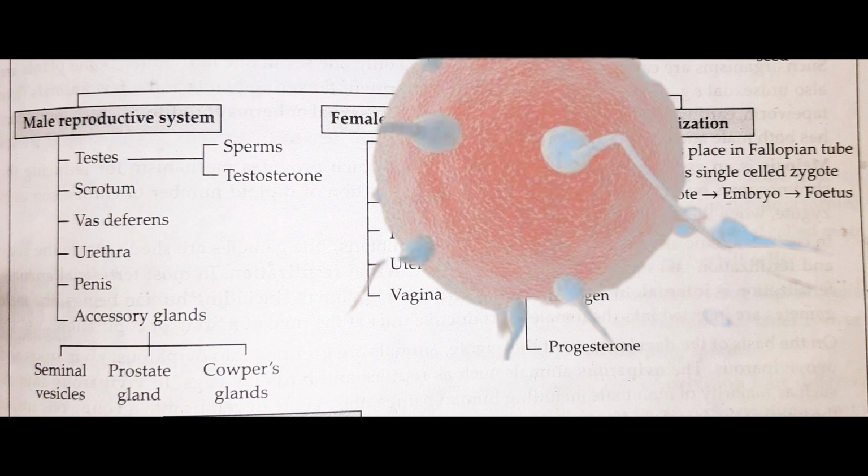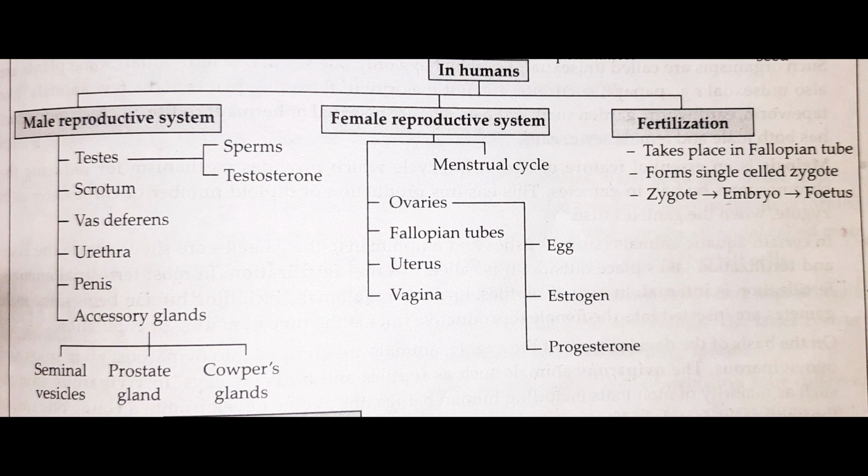Male accessory reproductive glands. Besides testes, certain accessory glands are present which remain associated with the male genital tract. These are seminal vesicles, prostate gland, and Cowper's glands. Seminal vesicles. The function of seminal vesicles is to store sperms and to produce viscous fluid which stimulates uterine contraction to help the sperms move forward into fallopian tube of female.